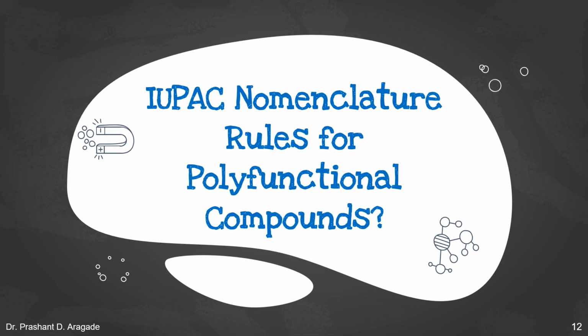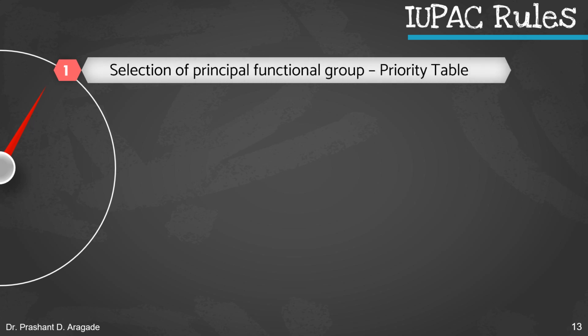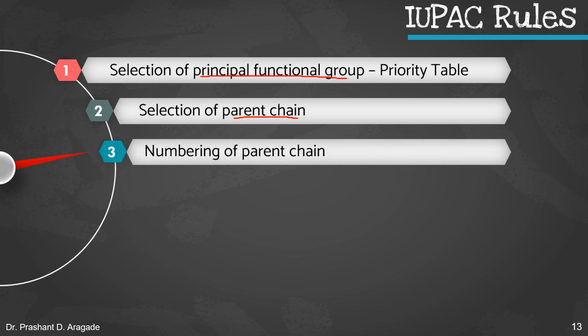So let's discuss the IUPAC nomenclature rules for polyfunctional compounds. Rule number 1: you have to select the principal functional group from the priority table. Then you have to select the longest continuous carbon chain containing the principal functional group. After selecting the longest continuous carbon chain, you have to number the chain in such a way that the carbon carrying the principal functional group possesses the lowest possible number.